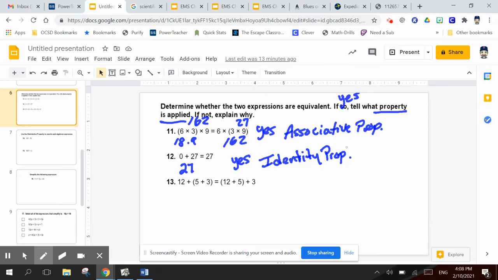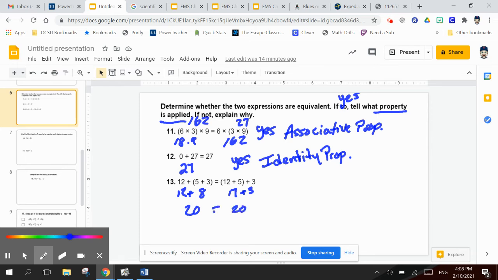And number 13, if I add these together, I have 5 plus 3, which is 8. 8 plus 12 is 20. 12 plus 5 is 17. 17 plus 3 is 20. Are those two equal? Yes, they are. And again, what property is being used? Since there's parentheses, again, it's the associative property.